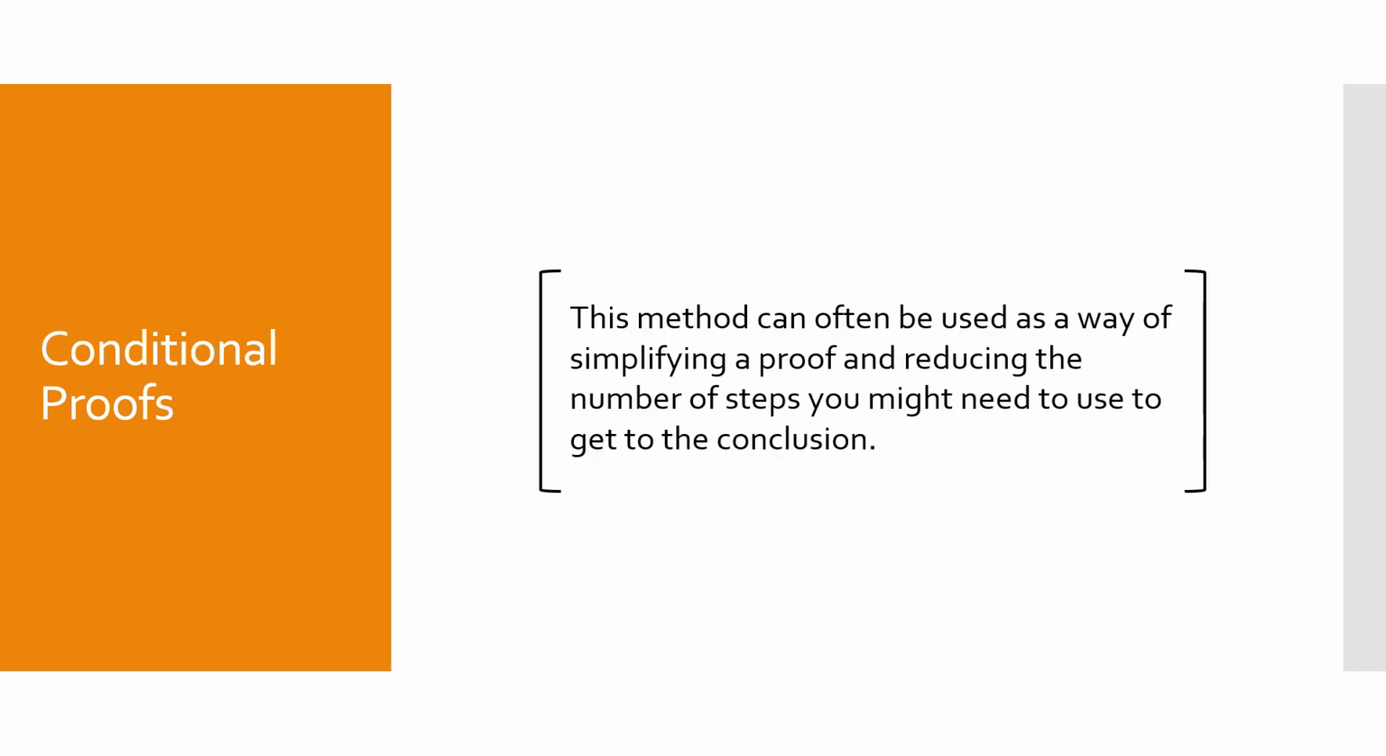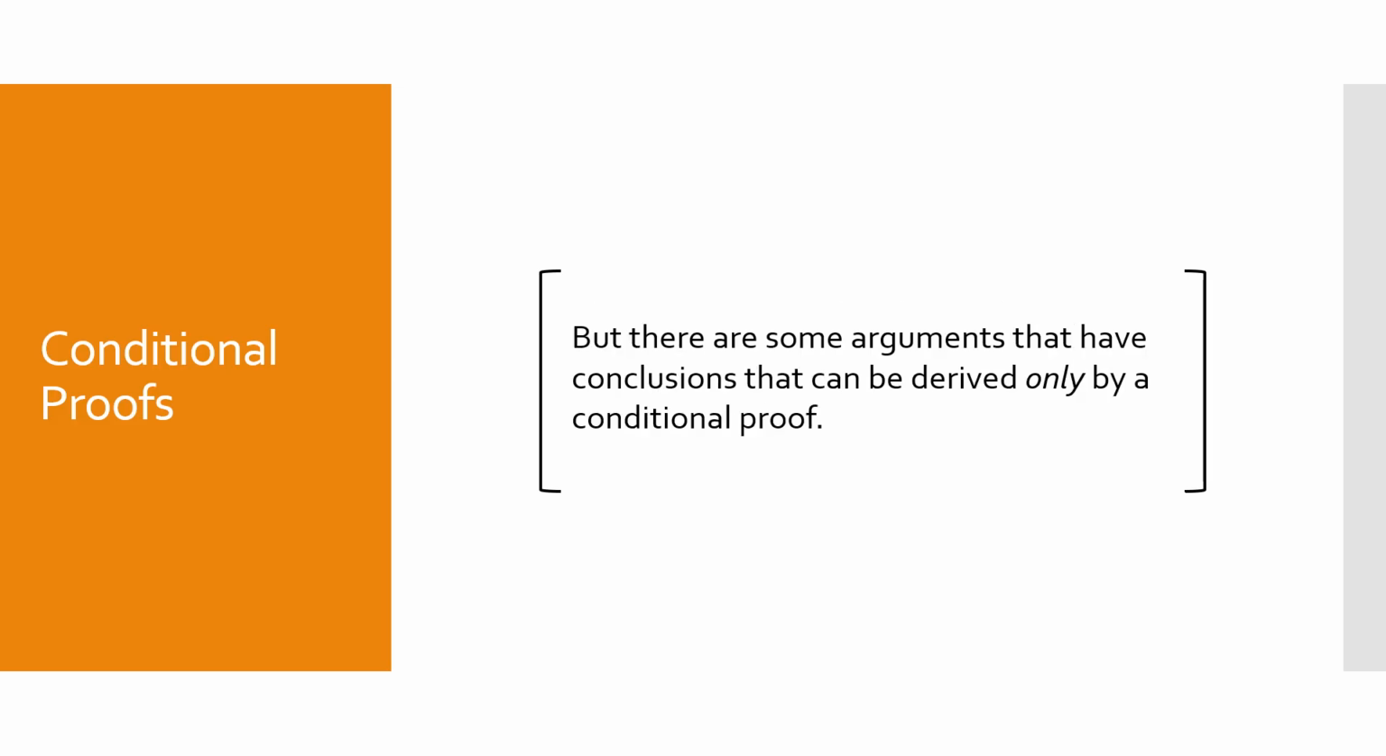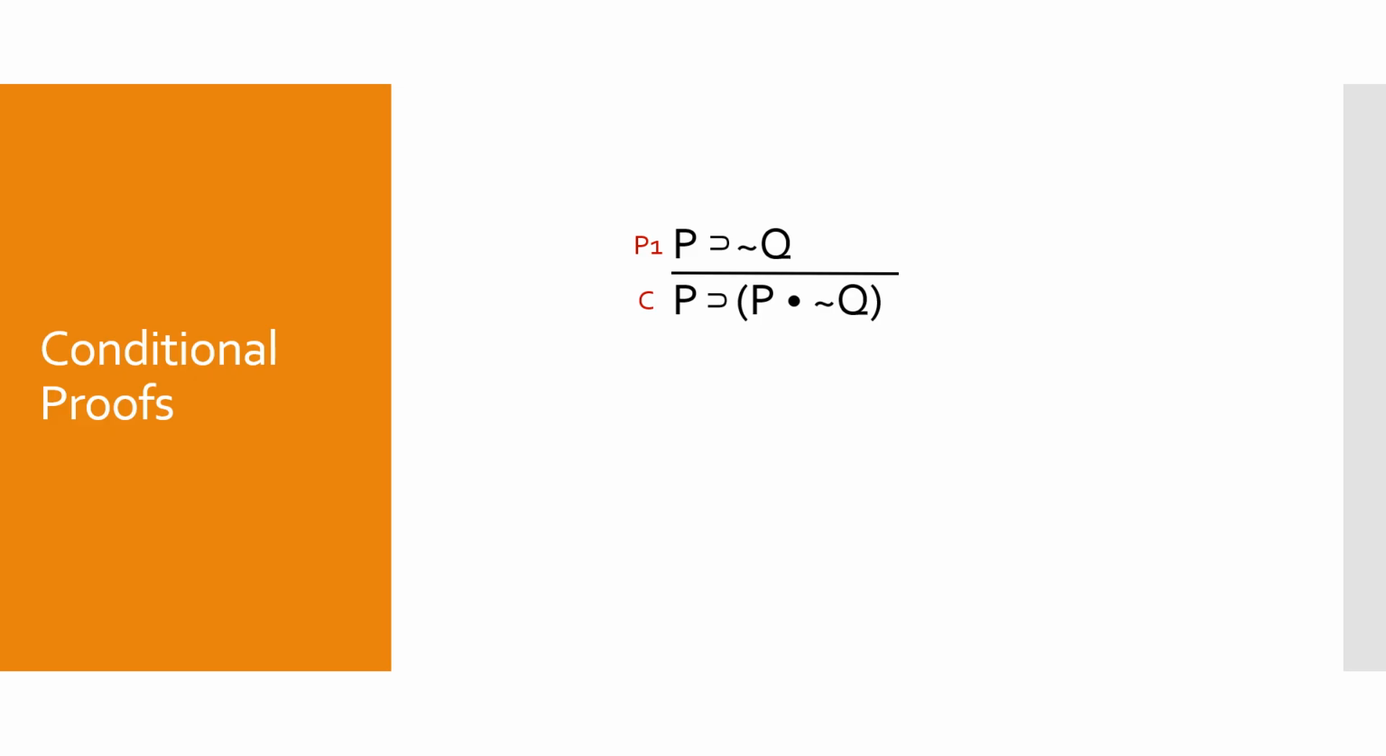This method can often be used as a way to simplify a proof and reduce the number of steps you might need to use to get to a conclusion. But it's also worth noting that some arguments exist that have conclusions that can only be derived by way of a conditional proof. And here's a pretty straightforward example of the point. Notice in premise 1 it says if P is true, then not Q is true. And the conclusion is if P is true, then P and not Q is true.